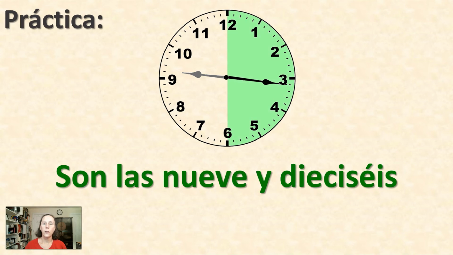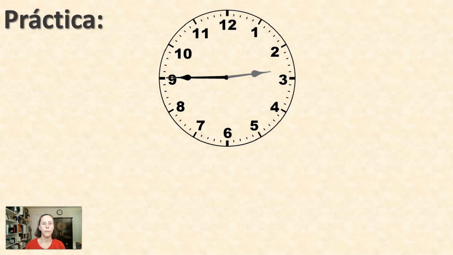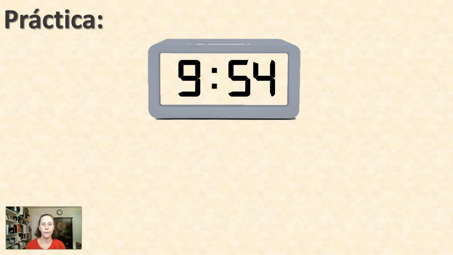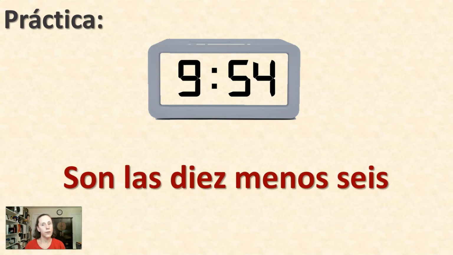Son las 9:16. Notice that there is an accent on the 6 of 16. Also, that accent is on the E, not the I. All right, next one. Son las 3 menos cuarto. Son las 10 menos 6. How'd you do? If you have questions, please make sure you ask your teacher during the next class.